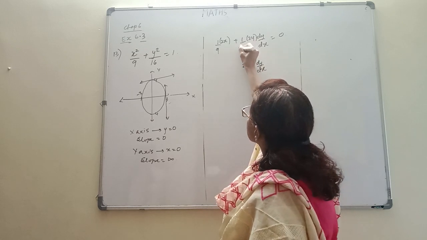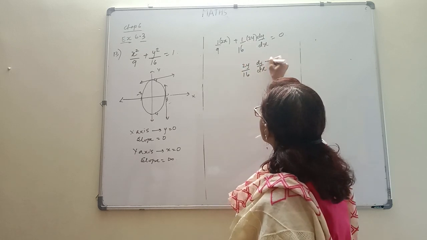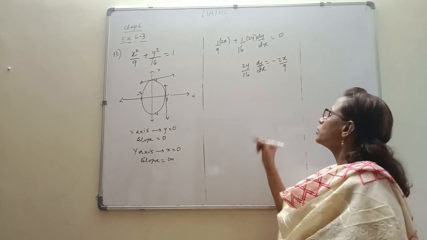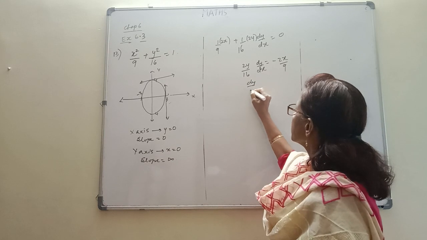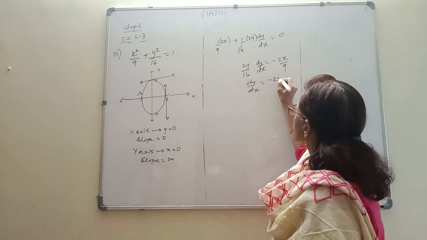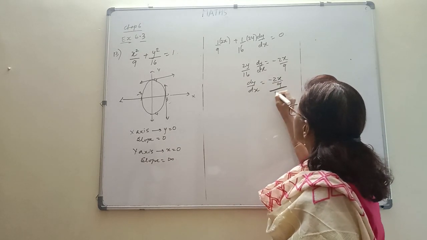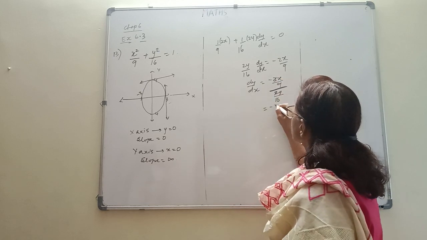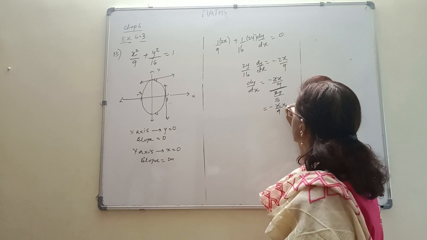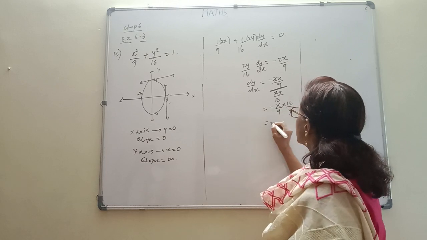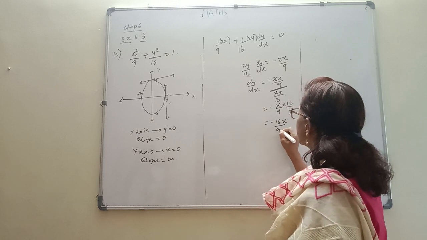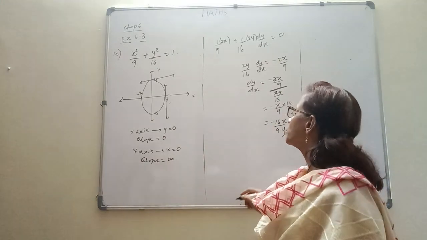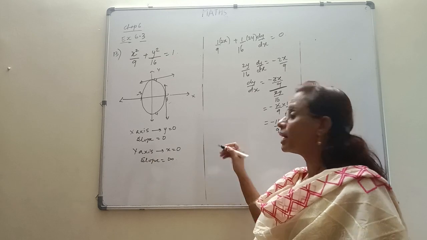2y by 16 dy by dx is equal to minus 2x by 9 because it goes on the other side. Then we'll work out what is dy by dx. dy by dx is minus 2x by 9 divided by 2y by 16. The 2 can cancel, of course. Let's rearrange it, so it will be minus 16x by 9y. That is your dy by dx.